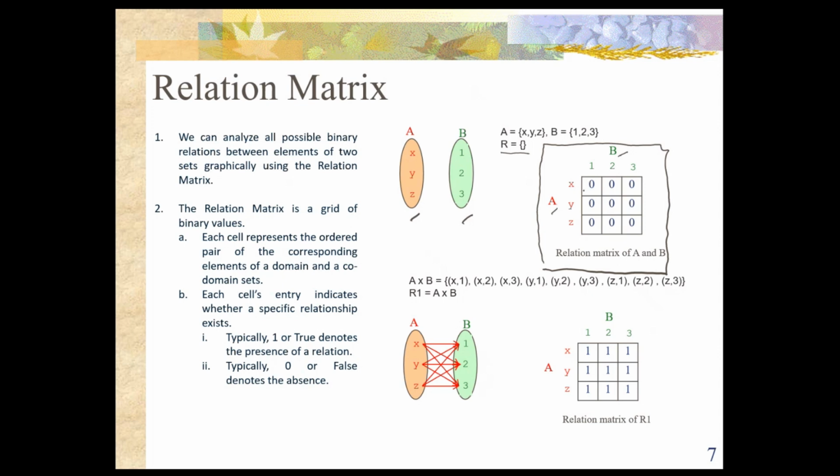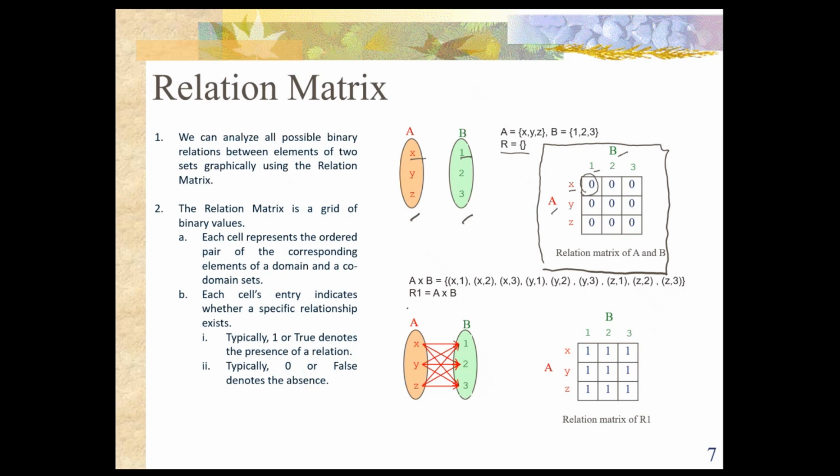So let's look at the first cell. In the first cell, the 0 here indicates that there is no relationship between X and 1. X is the element of A, and 1 is the element of B. Okay, there's no relationship.